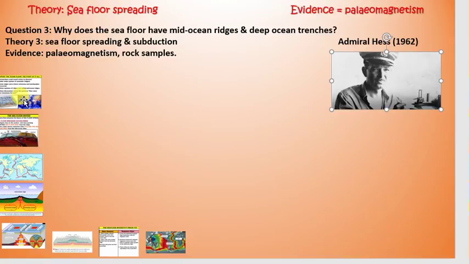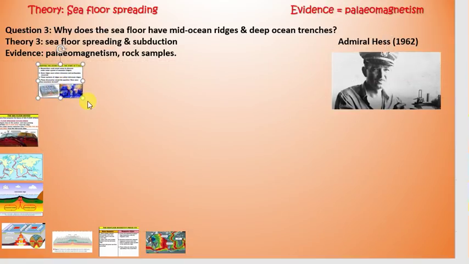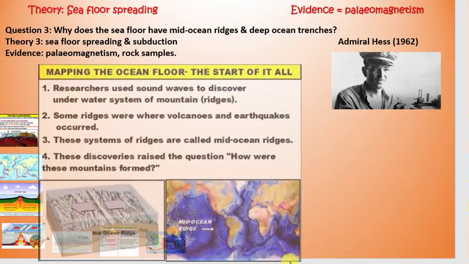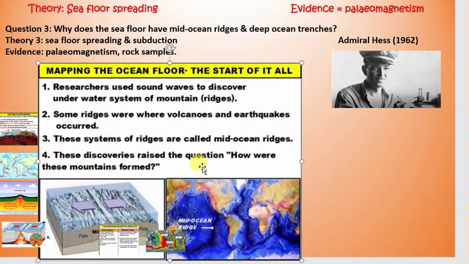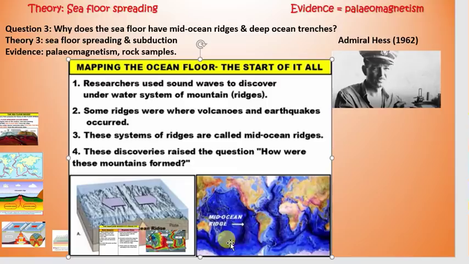he found that the ocean floor wasn't uniform. The seabed had a series of mid-ocean ridges and mountain ranges, and then at other places you had deep ocean trenches, like the Mariana Trench, for instance, in the Pacific Ocean. How did he find this out?